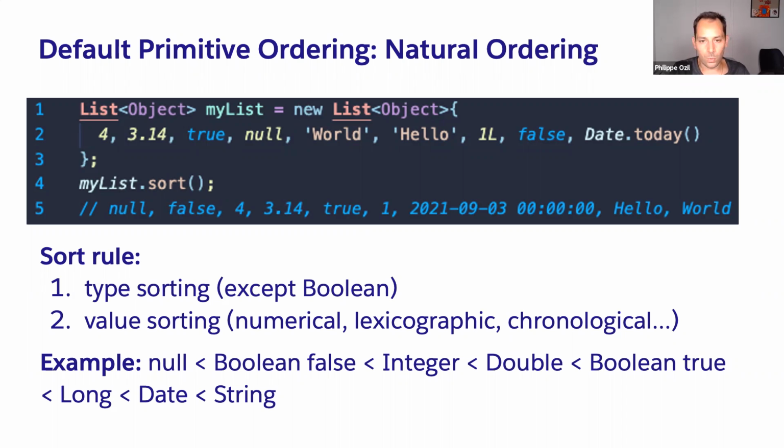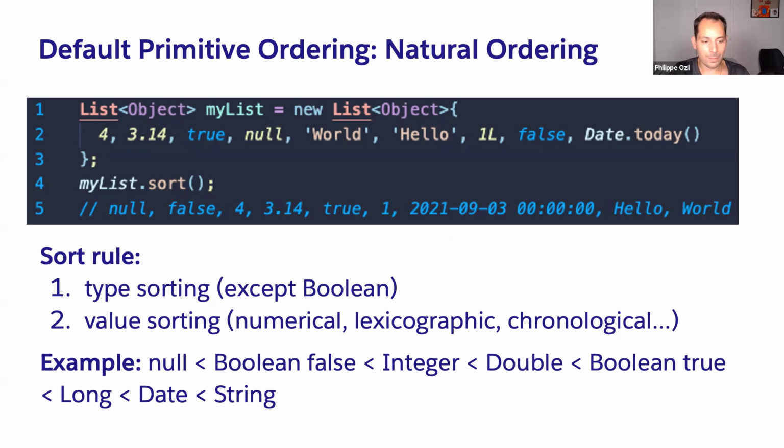And there's a general rule about the way natural ordering works. First of all, there's going to be a type sorting. So there are going to be categories of object instances based on their types. The null type is always the first one. The Boolean comes after that. But the Boolean is special. The Boolean is a bit of an exception because you can see the false value is separated from the true value. And after that, there's going to be the integers, doubles, Boolean true, and long, date, string, etc. So the list is a bit strange, but generally it's grouped by types.